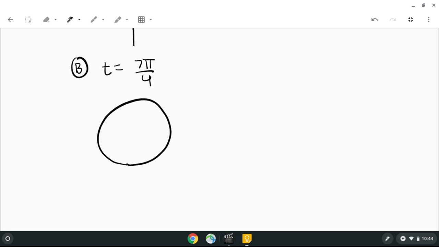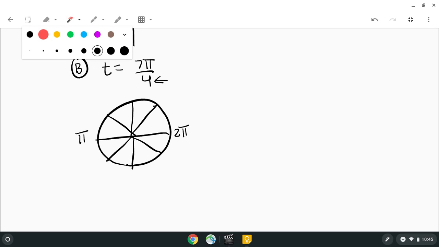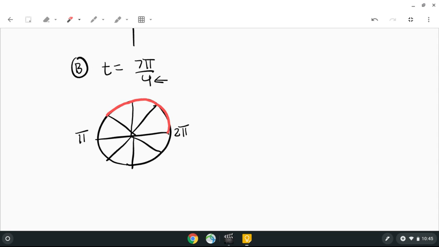Halfway is pi. Full circle, I go 2 pi. All right, my half circle is cut into 4 pieces. I'm going to need 7, so I'm going to need some from the bottom. All right, 7 pi over 4. 1/4, 2/4, 3/4, 4/4, 5/4, 6/4, 7/4.